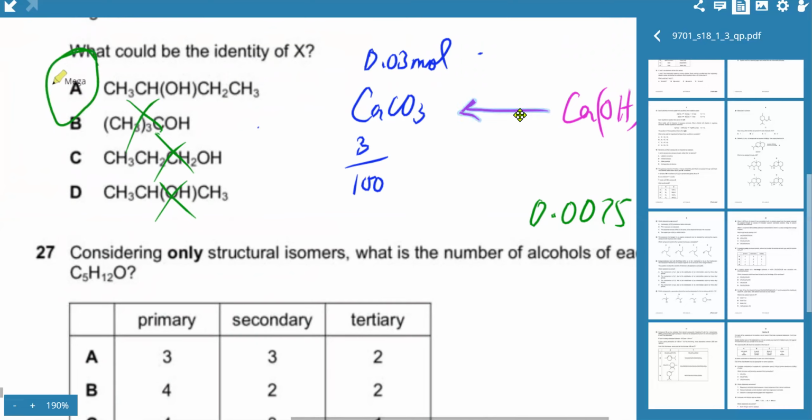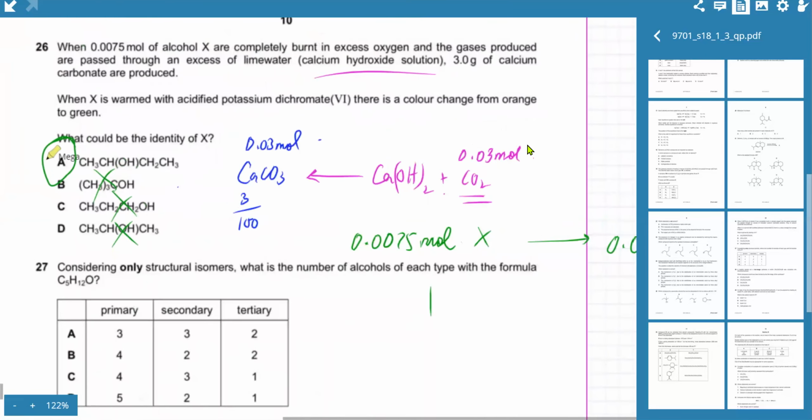Sir, can you explain the second step where you decomposed calcium carbonate into hydroxide and carbon dioxide? I'm explaining this. I'm not decomposing it. I started with the reverse. He said that there was an alcohol X which was burning and producing gases. Now, when you burn something, carbon dioxide gas is produced, right? And he said that carbon dioxide gas was absorbed by lime water, calcium hydroxide, to produce calcium carbonate.